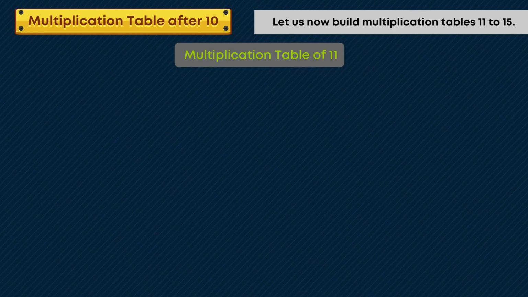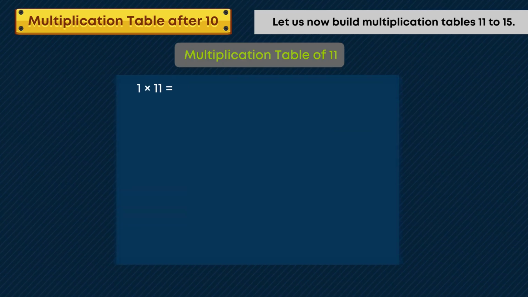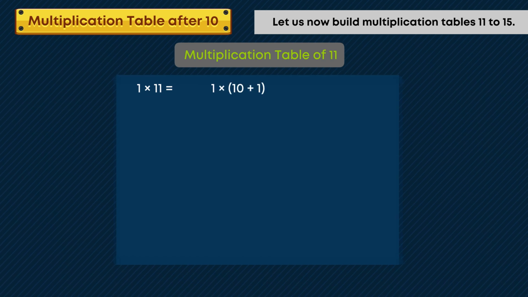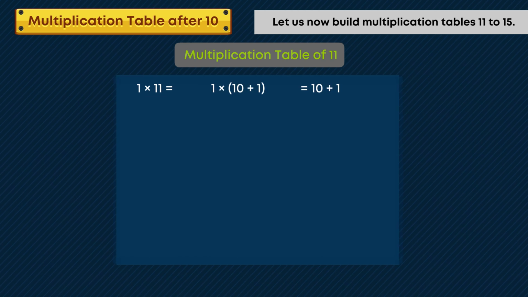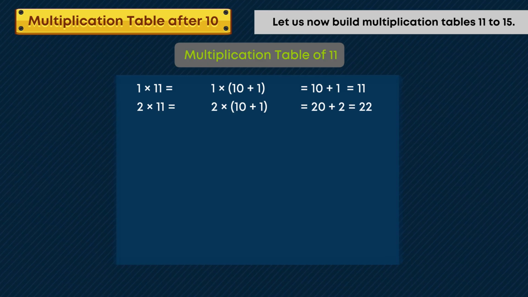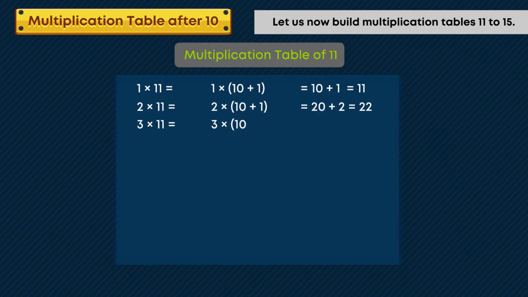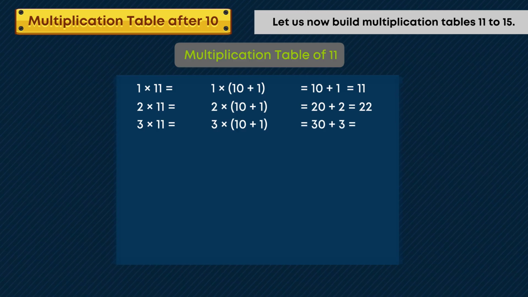Multiplication table of 11. 1 into 11 is equal to 1 into 10 plus 1 is equal to 10 plus 1 is equal to 11. 2 into 11 is equal to 2 into 10 plus 1 is equal to 20 plus 2 is equal to 22. 3 into 11 is equal to 3 into 10 plus 1 is equal to 30 plus 3 is equal to 33.